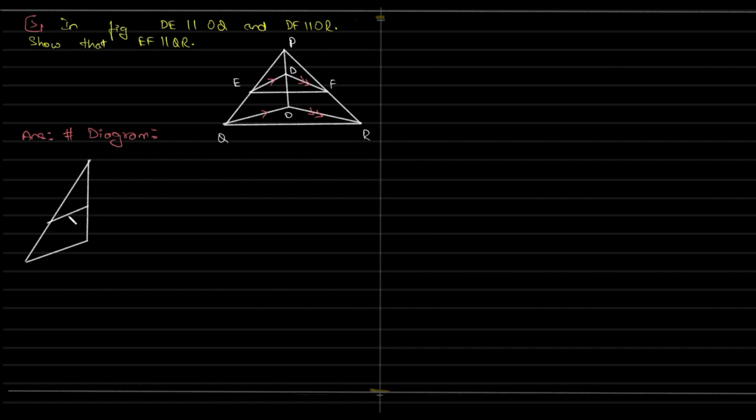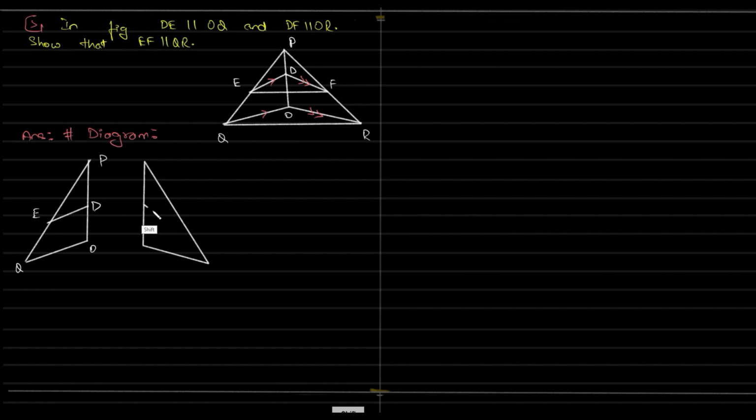And the thing which is parallel is ED. So we need to label them as well: P, Q, O, and E and D. Next is DF being parallel to OR. That is in triangle POR. So almost to scale you can draw.